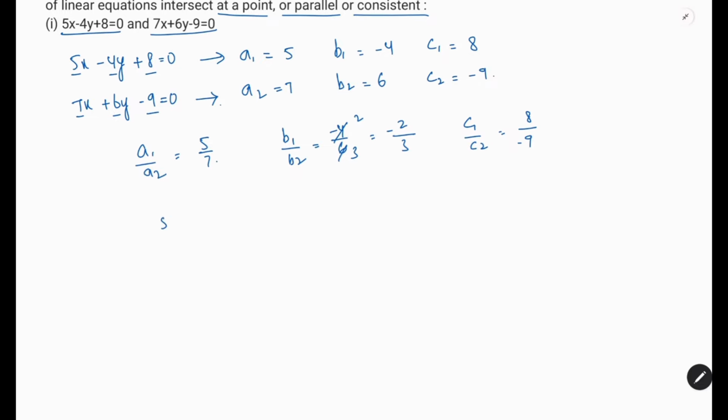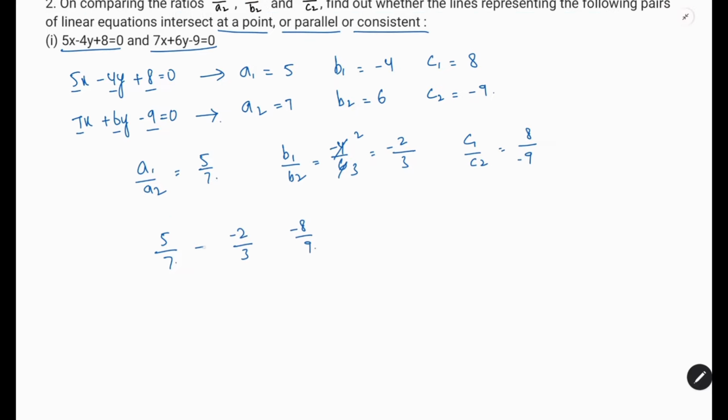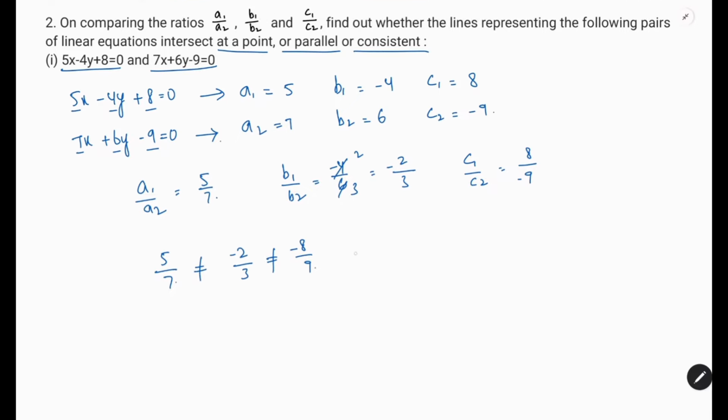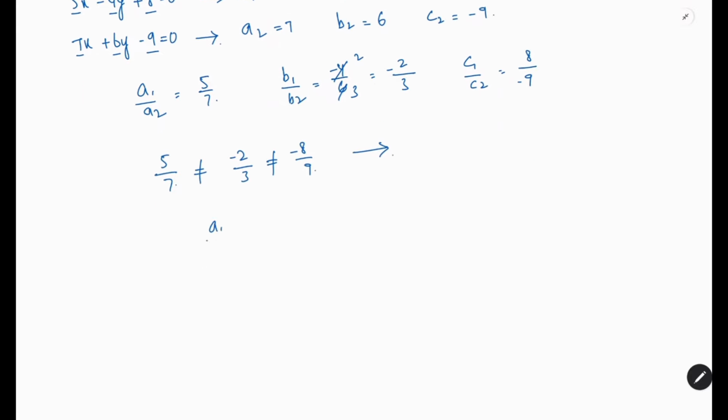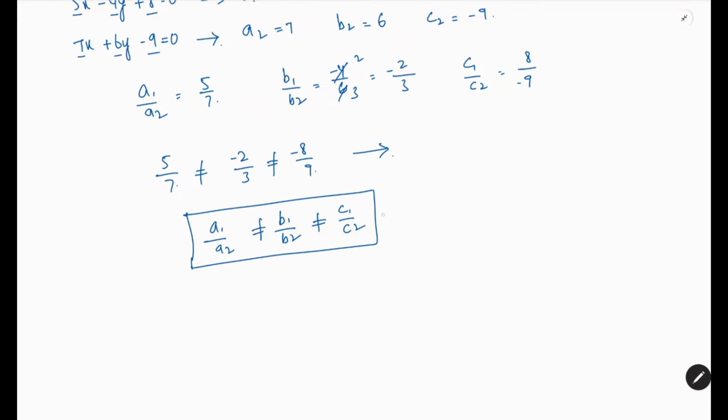So what can we say? 5 by 7, minus 2 by 3 and minus 8 by 9. Are these equal? No, these are not equal. So these are intersecting. If a1 by a2 is not equal to b1 by b2, then this condition tells that the lines are intersecting at one point.